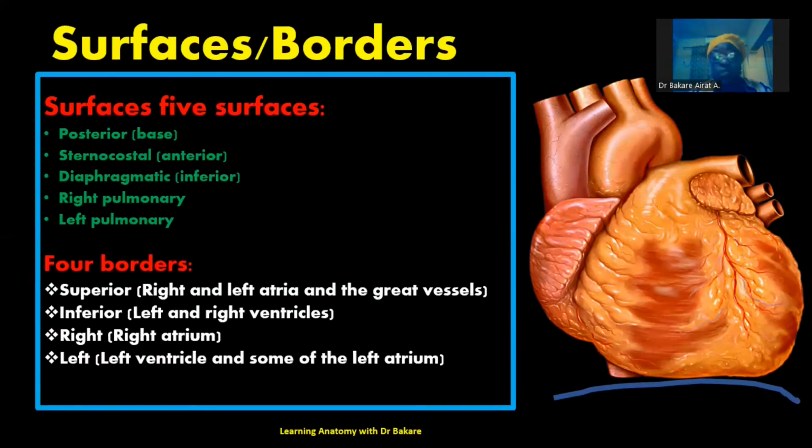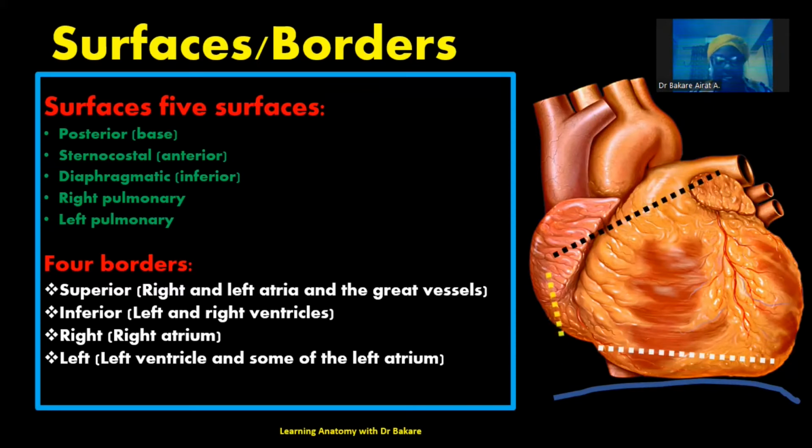Then talking about the borders, we have 4 borders. We have the superior border, which as the name implies is at the upper part. Remember we said that this is the right atrium, this is the left atrium. The superior border is formed by the right and the left atria. And we also have the emergence of the great vessels around the superior border of the heart. And this includes the pulmonary artery and also the aorta. So this is the superior border highlighted in black. Then below this region, we have the inferior border, and this is the inferior border. The inferior border is formed by the right and the left ventricle. Remember that the ventricles are seen in the lower region of the heart. So they form the inferior border of the heart.